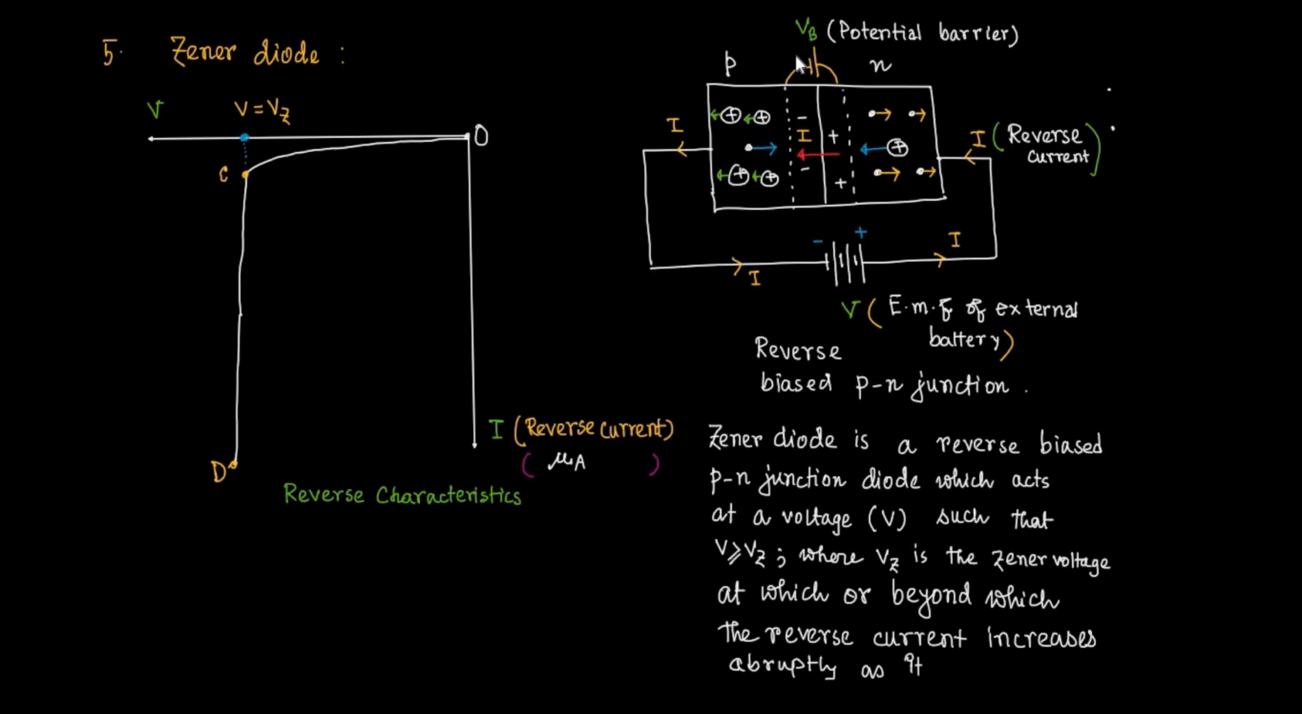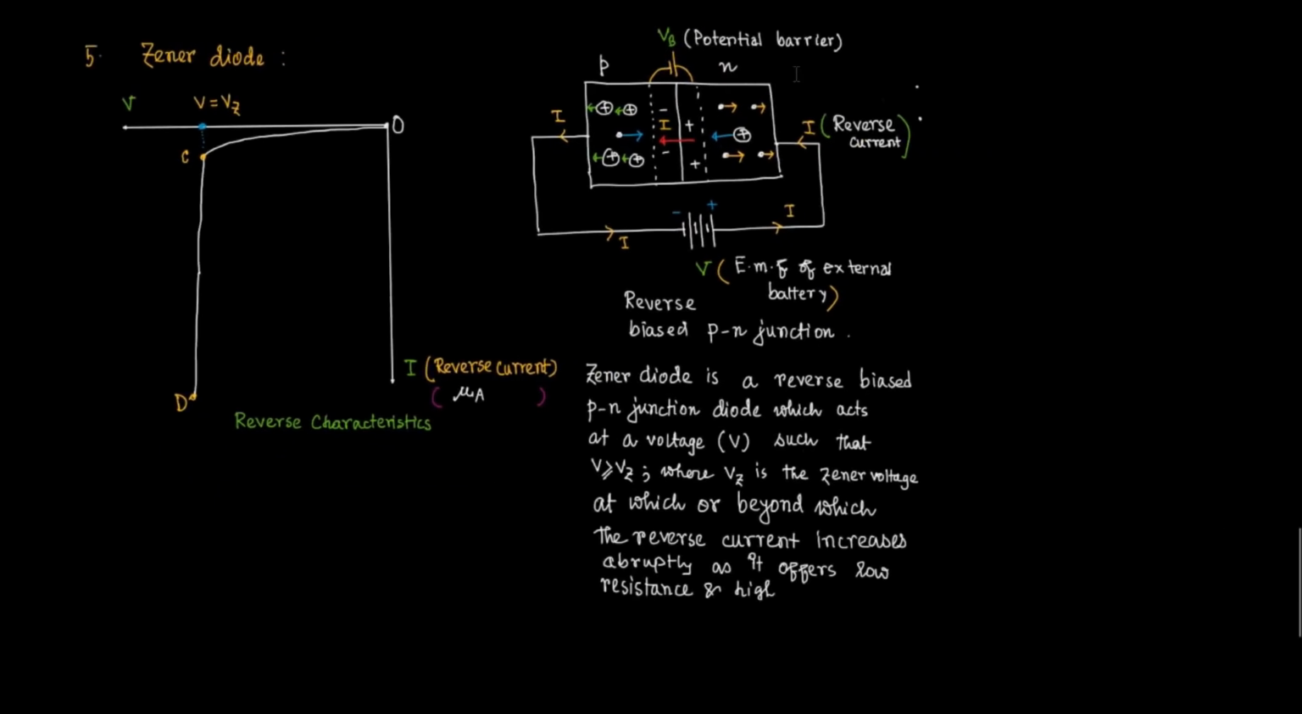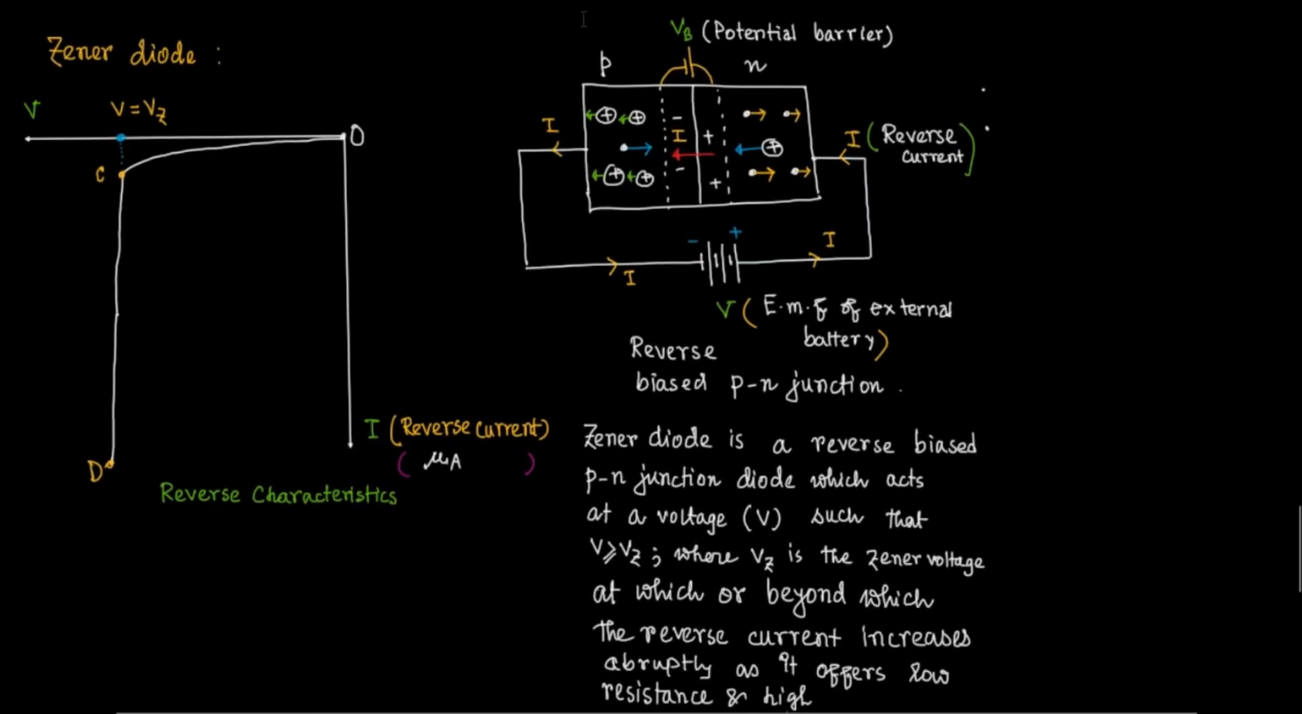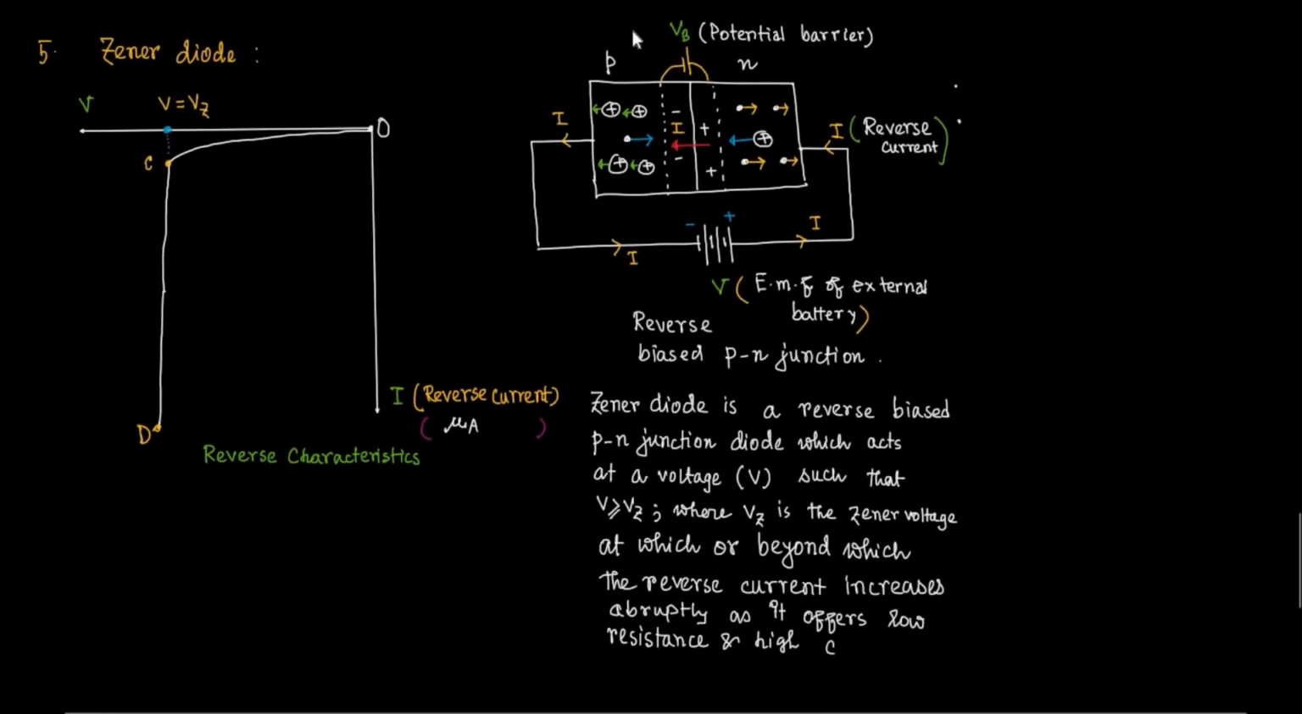as it offers, means the diode offers what type of resistance? It offers low resistance against current. Low resistance and high conductivity.